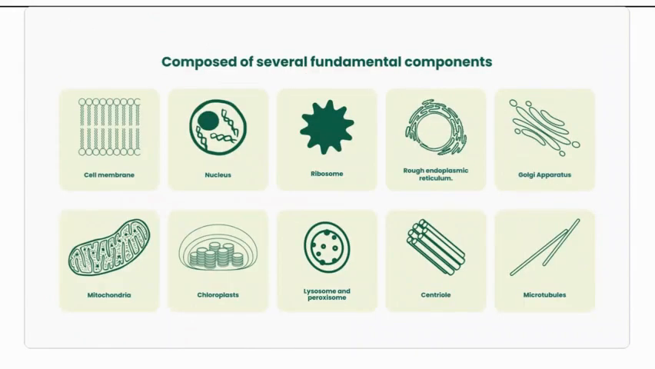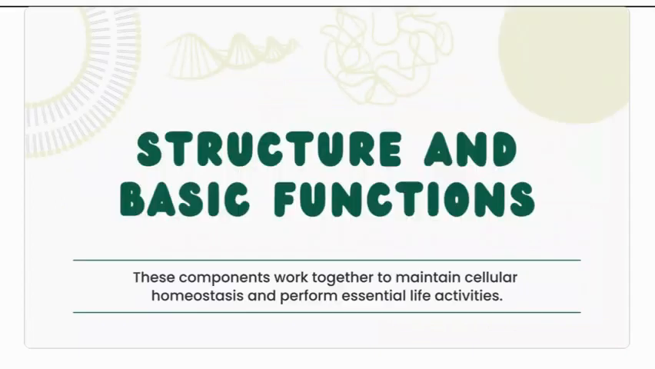So, cells are composed of several fundamental components. There's the cell membrane, nucleus, ribosome, rough endoplasmic reticulum, Golgi apparatus, mitochondria, chloroplasts, lysosomes, and peroxisomes, centrioles, and there are also microtubules. Now let's jump into the structure and basic functions of these cells.